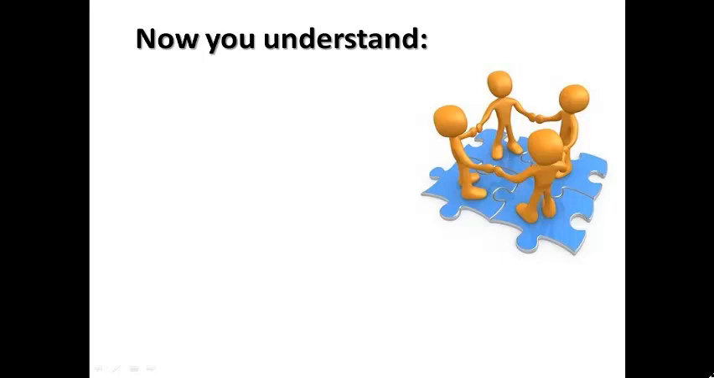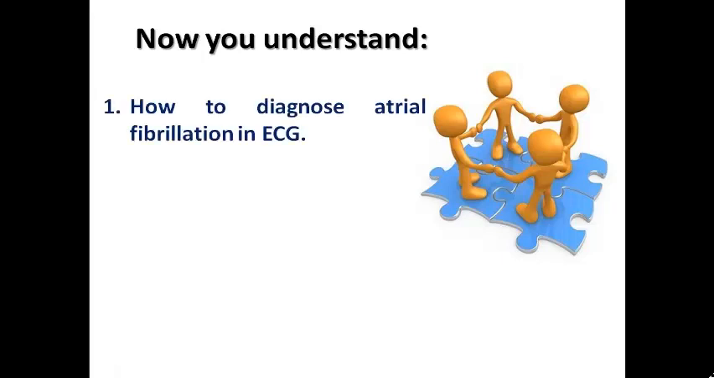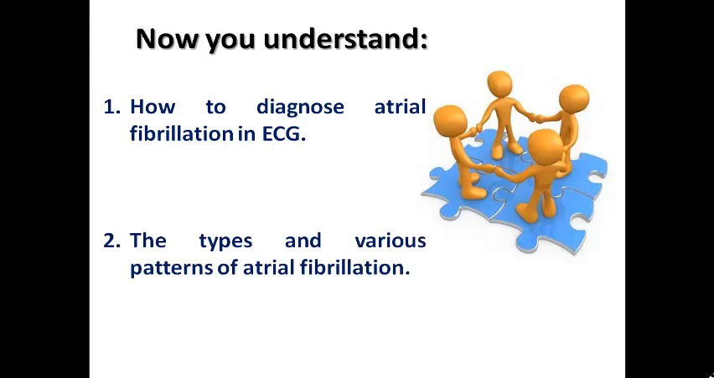So at the end of our interesting lecture today, we learned how to diagnose atrial fibrillation on ECG, and we learned clearly what the diagnostic features in ECG for atrial fibrillation are and what the pitfalls for diagnosis or misdiagnosis are. And we learned today the various patterns of atrial fibrillation. We learned 3 ways to classify atrial fibrillation: according to the ventricular rate, according to the morphology of the fibrillatory waves, and according to the QRS complex duration.